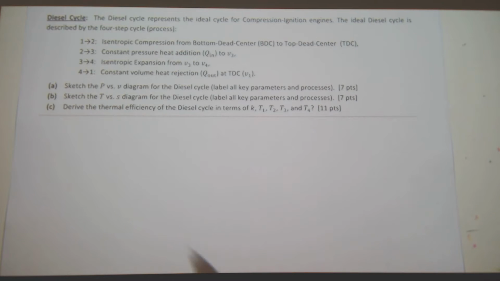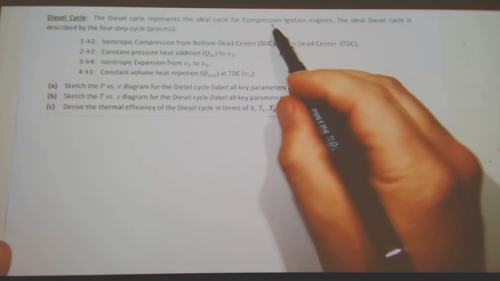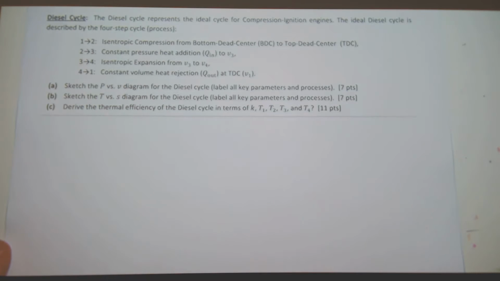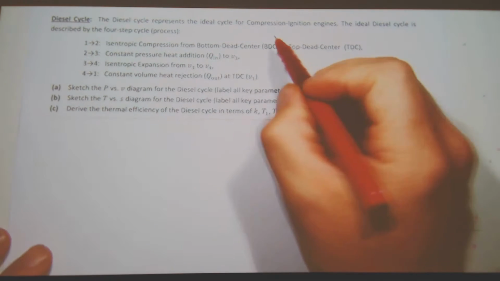So now I'll cover the other key cycle, the diesel cycle. And the diesel cycle represents the ideal cycle for a compression ignition engine. So compression ignition, there's no spark plug. So the Otto cycle was spark ignition. Now I have compression ignition.